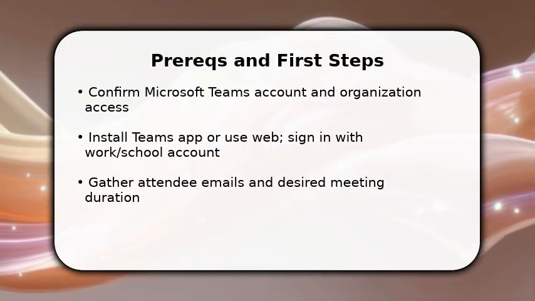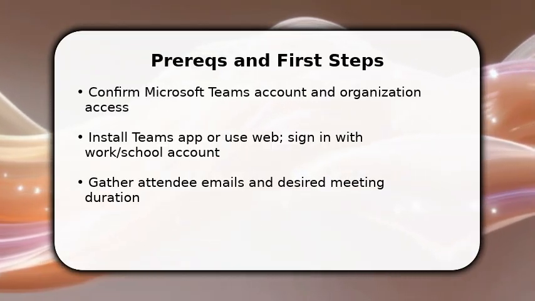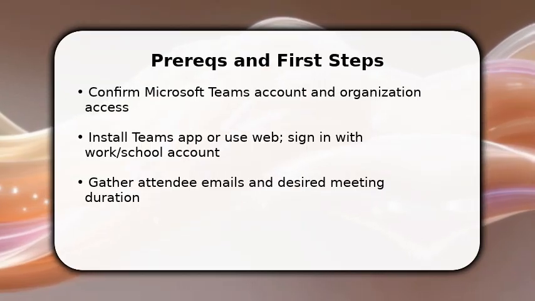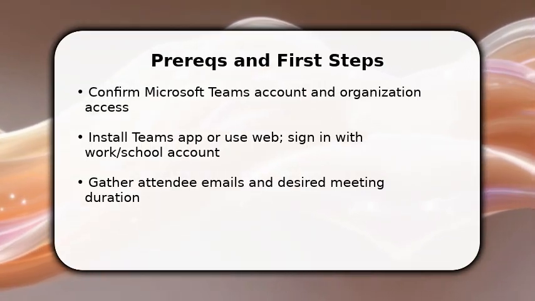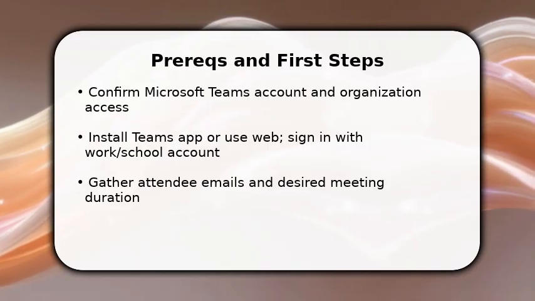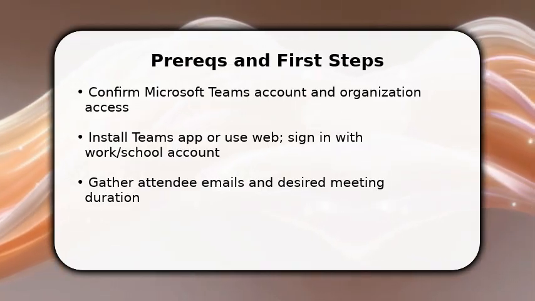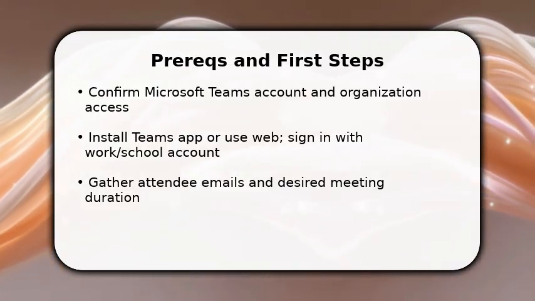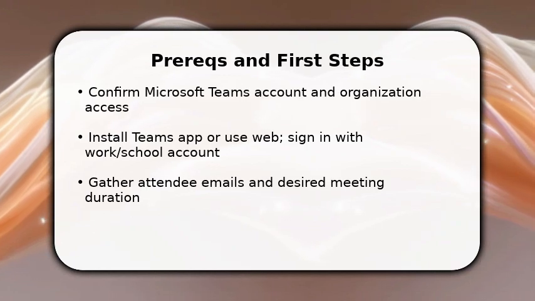Click New Meeting to create the event, add a clear title, and set date and time. Once done, invite participants by entering emails or selecting from your directory so invites sync. Make sure to choose a sensible duration and add a brief agenda in the description for clarity.